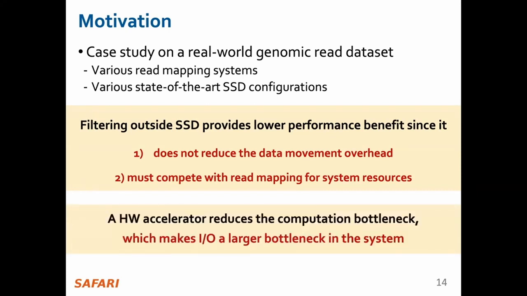And we also observe that hardware accelerators reduce the computation bottleneck, which makes the I/O actually a larger bottleneck in the system. So we have discussed several approaches that greatly reduce the performance overhead of read mapping in the previous lectures. And by leveraging these advanced optimizations, we observed that since the computational overhead is becoming much smaller, it becomes even more critical to address the I/O bottlenecks because the relative overhead in the system increases.